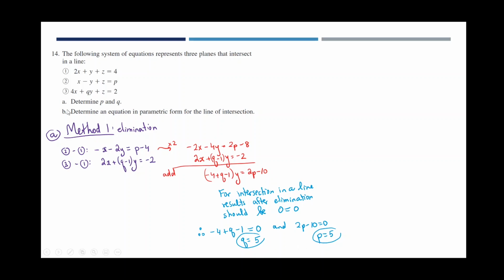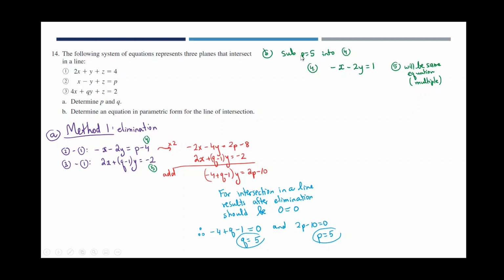I'm going to proceed to do part B, and then I'll show you a second method for part A that works as well. Part B says determine an equation in parametric form for this line of intersection. So the 2 equations that I found before, let's call them equation 4 and 5. We can plug p equals 5 into equation number 4. Equation number 4 is over here, and so the p would be 5 minus 4, which gives you this 1.